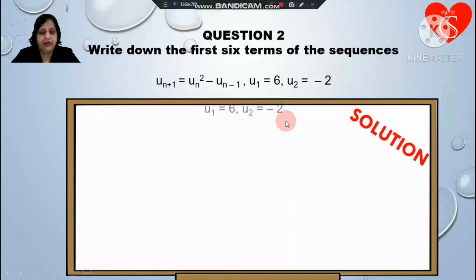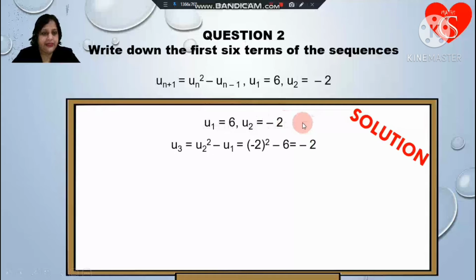We copy down the first term and second term, and we look at how to obtain the third term. To obtain the third term, here n plus 1 is 3, that means the n referred to here is 2. So 2 plus 1.